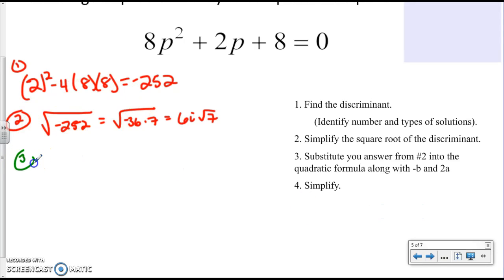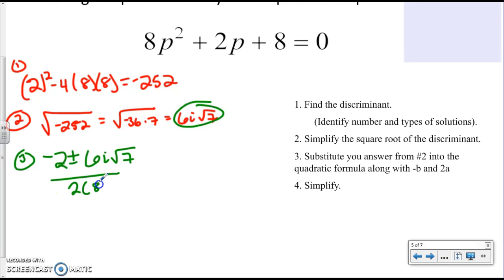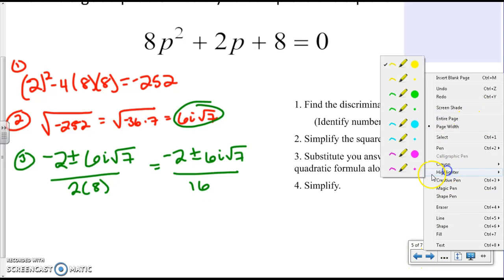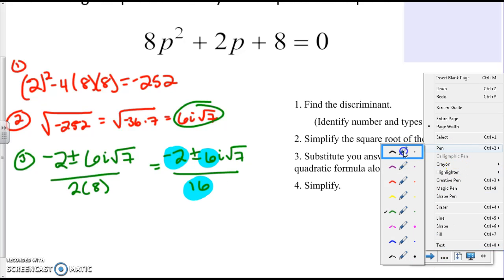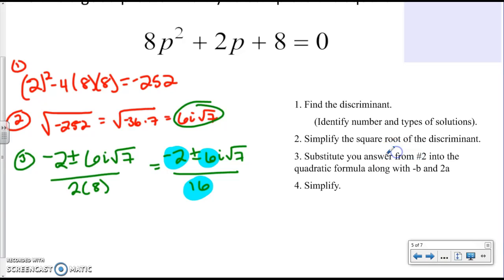So quadratic formula is the opposite of b plus or minus the square root of the discriminant, which we got right there. So 6i square root of 7 all over 2 times a, which is 8. And then moving into step 4, we're going to go ahead and simplify. So 2 times 8 is 16. And then I'm going to check these three numbers to see if I can reduce by anything. And I can. I can divide them all by 2.